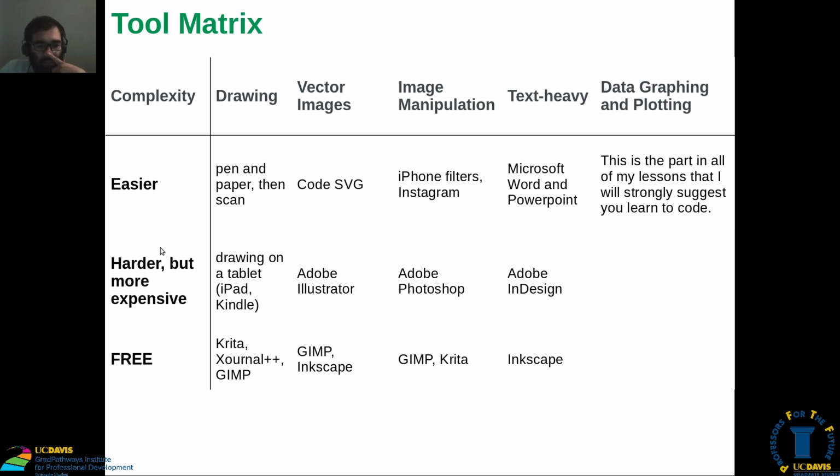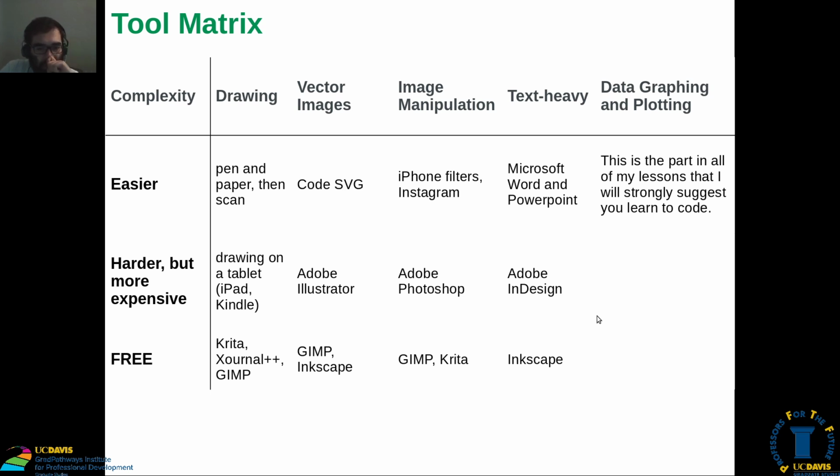Now we want to get into more complexity, harder things. Drawing on a tablet is a little bit more expensive, a little bit harder if you need to draw. I personally can't draw, so that's a difficult area for me. For vector images, again, it's more expensive. Illustrator, Photoshop, and InDesign are essentially the three professional standards. They're harder to use and they're more expensive, but they're the right tools for the job. And if we're looking at free alternatives, which is all of this section here, that is what we're going to be talking about for the remainder of the tutorials that we will be doing.